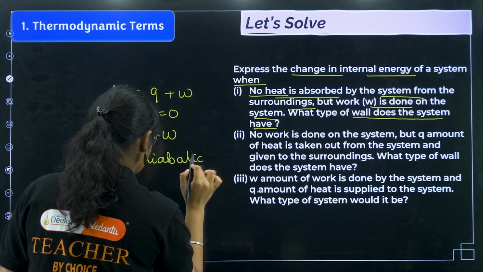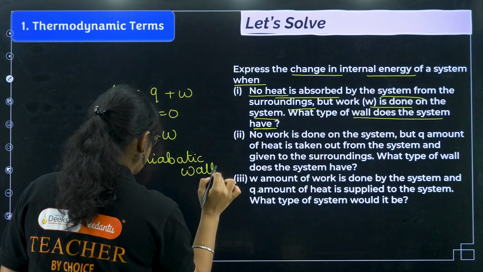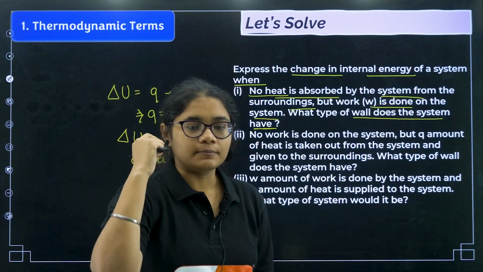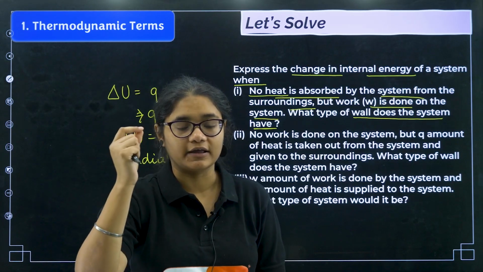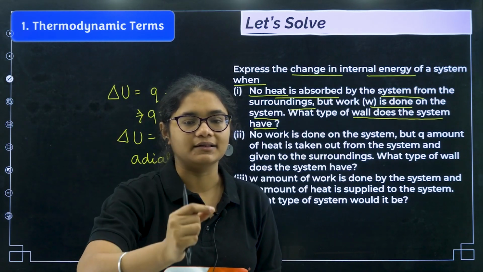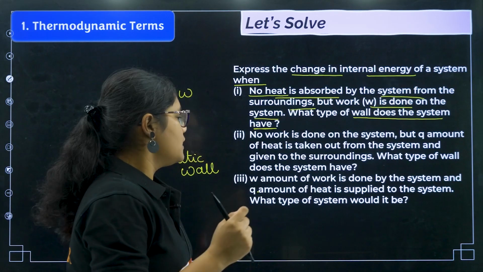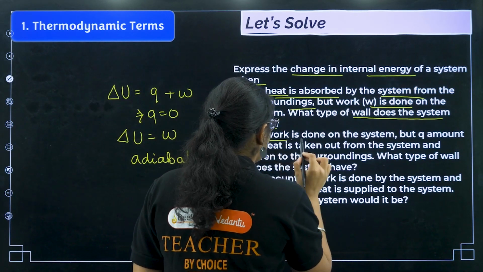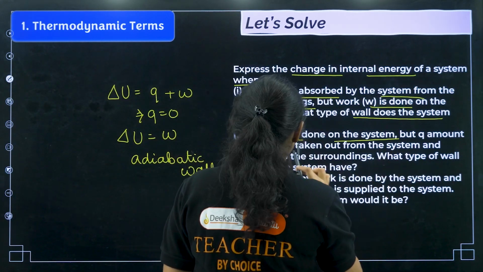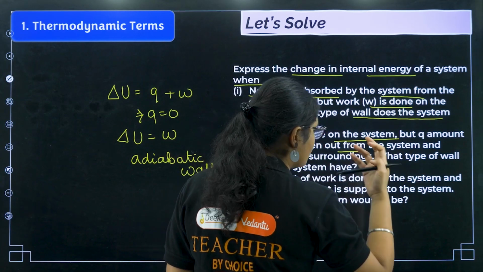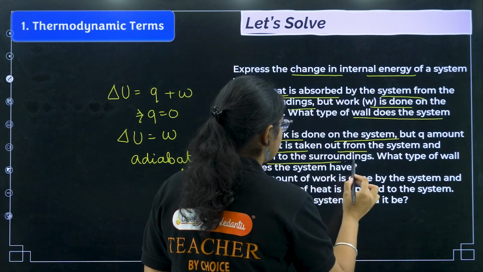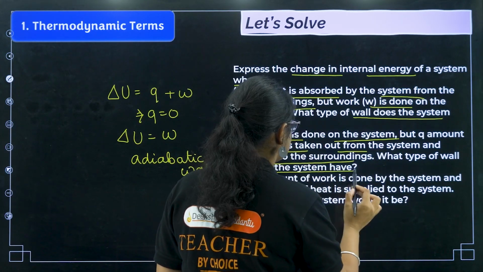Right? If you remember, in an adiabatic wall there is no exchange of heat between the system and the surrounding. Okay. Next, coming here, the second one: no work is done on the system, but Q amount of heat is taken out from the system and given to the surrounding. What type of wall does the system have?